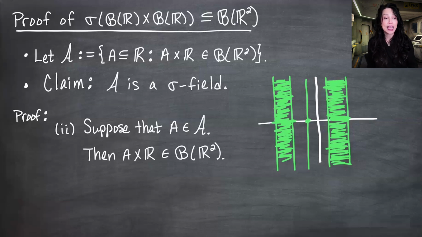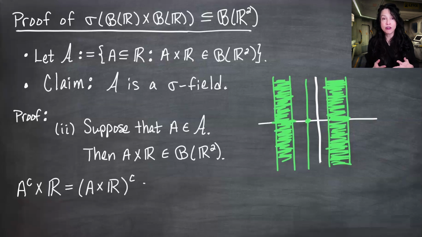If A came out of curly A, by definition of curly A, we know that this set depicted in green here must be in the Borel sigma field on R². If you go back to my previous picture with just the two intervals and the dot, and imagine on the x-axis the complement of that, then if you multiply that stuff by R, you're going to fill in the vertical bands all around the vertical green stuff here. In other words, A complement crossed with the reals is the same thing as A crossed with the reals and then complemented.